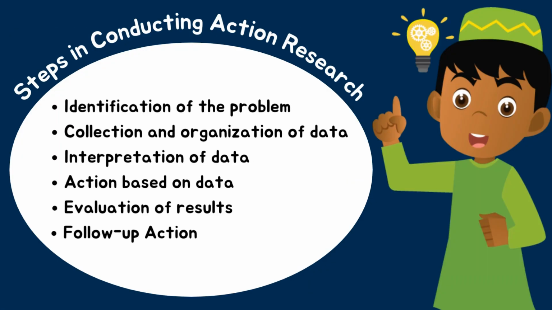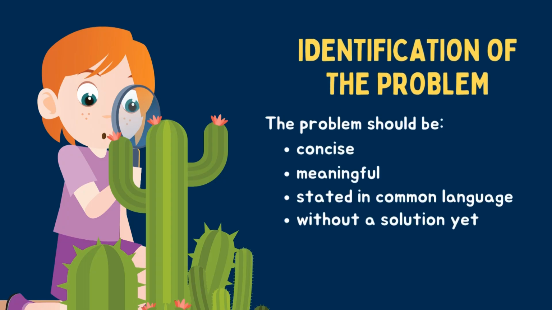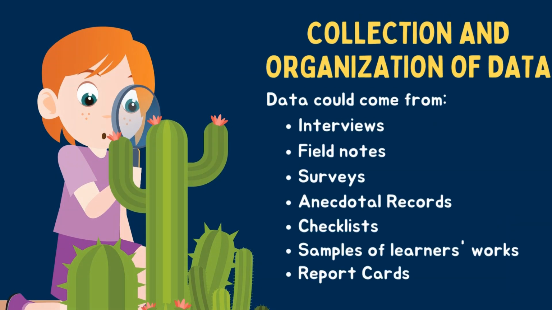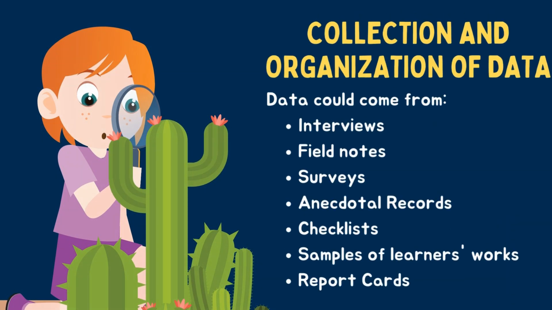Conducting action research mainly involves the identification of the problem, collection and organization of data, interpretation of data, action based on data, evaluation of results, and follow-up action. The problem should be concise, meaningful, stated in common language, and without a solution yet. Data could come from interviews, field notes, surveys, anecdotal records, checklists, samples of learners' works, or report cards.